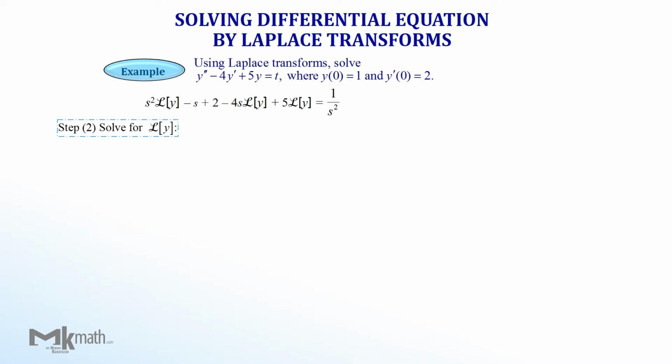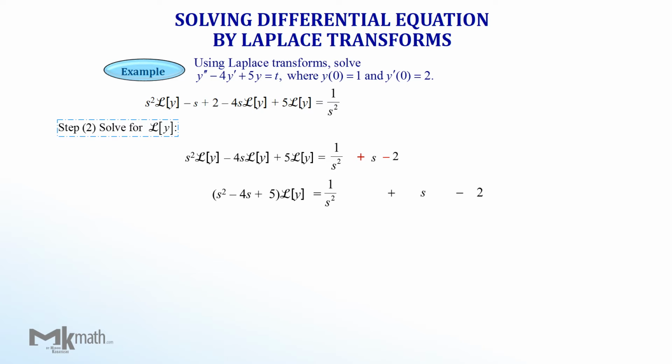Step 2. We need to solve for the Laplace of y. Keeping the terms involving Laplace of y on the left side of the equation and moving the rest of the terms to the right side to get s squared Laplace of y minus 4s Laplace of y plus 5 Laplace of y equals 1 over s squared plus s minus 2. Taking the common factor Laplace of y to get the other factor as s squared minus 4s plus 5.